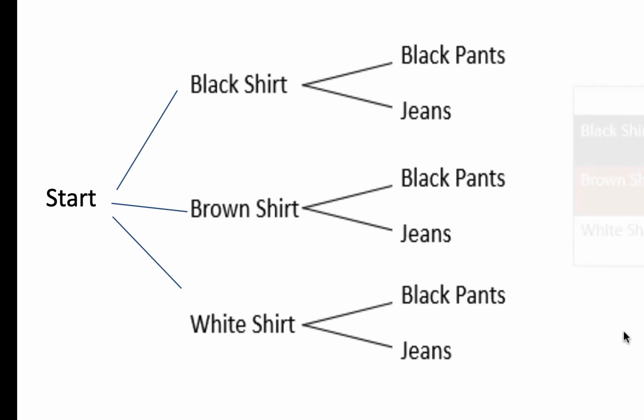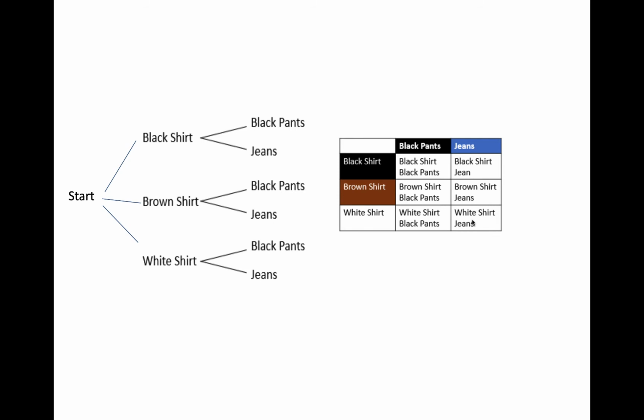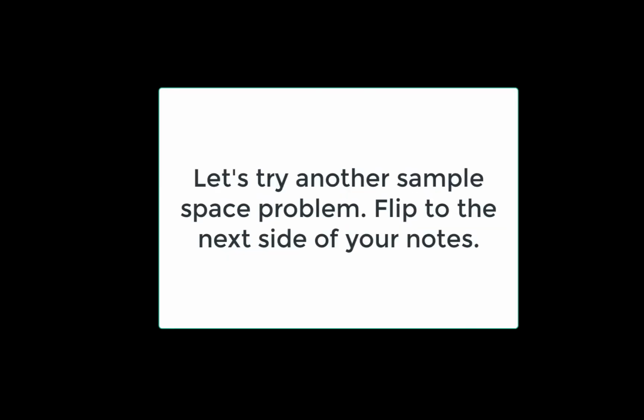And we already knew that. And you can also see that in the chart right here. 1, 2, 3, 4, 5, 6. So there is a total of 6 outfits that I can make. That means there's 6 total outcomes. Go ahead and fill that in the blank. That is part of the bottom of the second chunk in your notes.